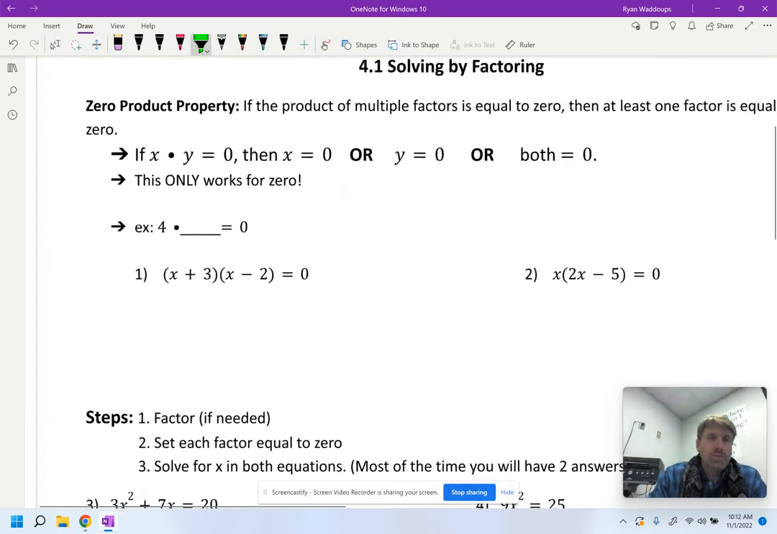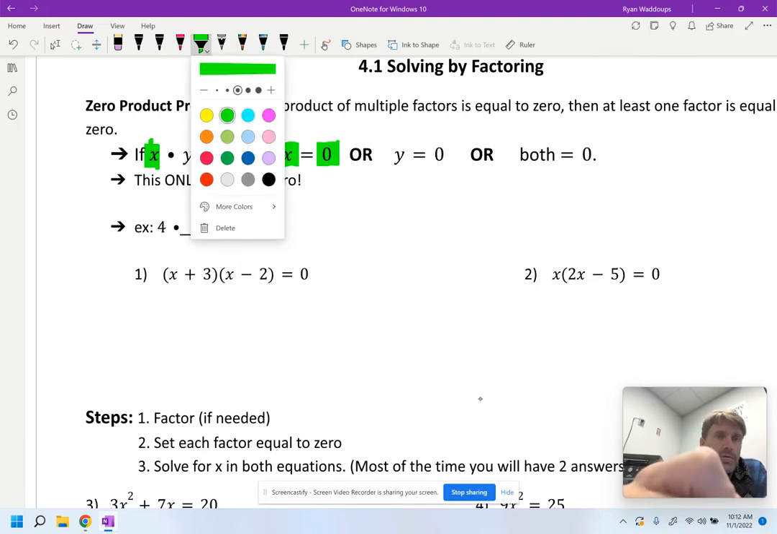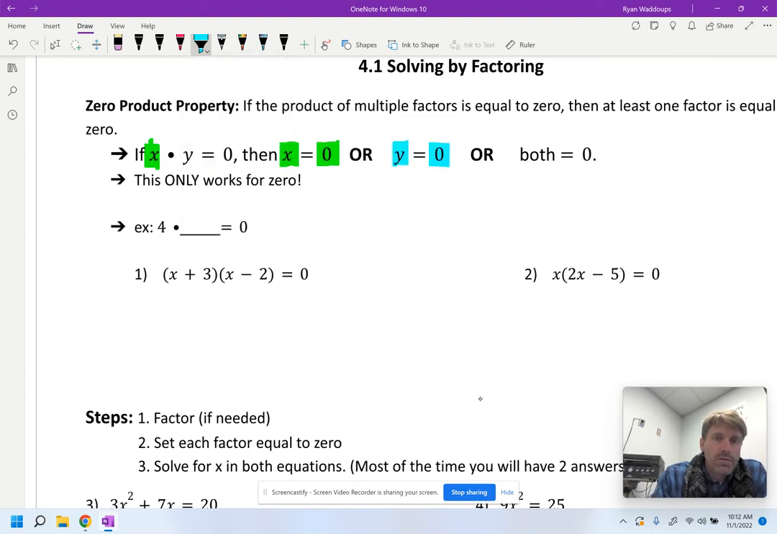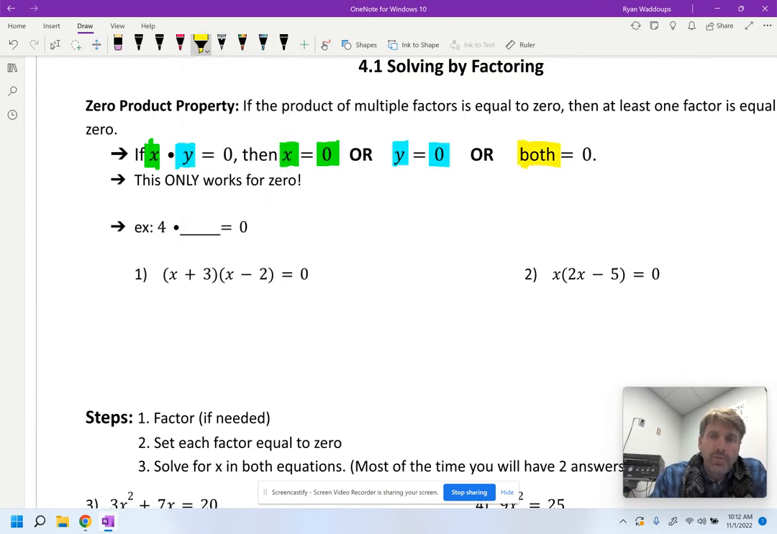If x times y equals zero, then x equals zero, or y equals zero. Could be also that both x and y are equal to zero.